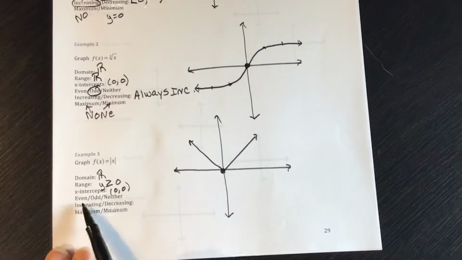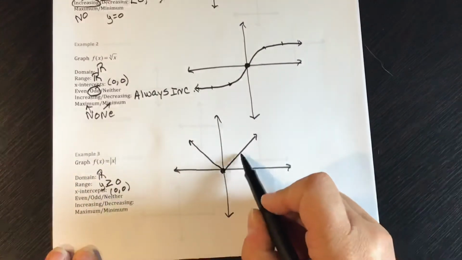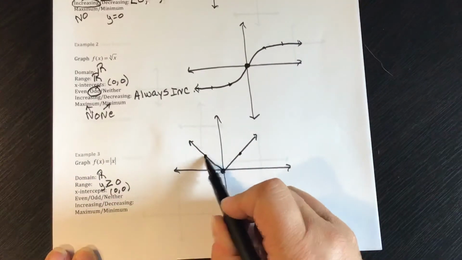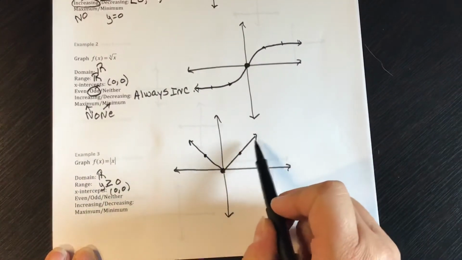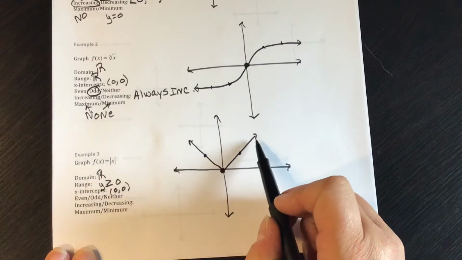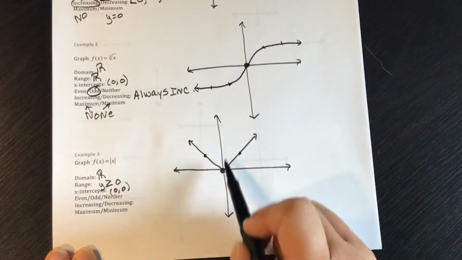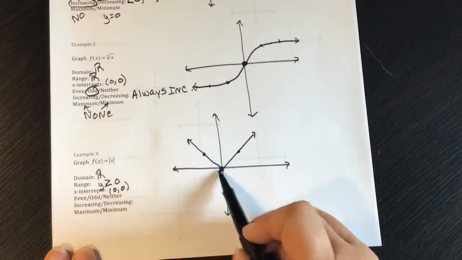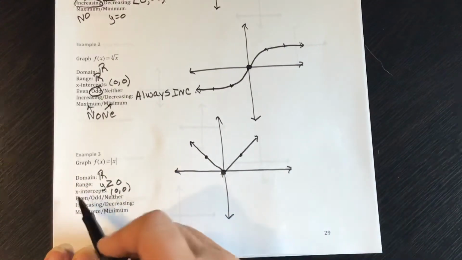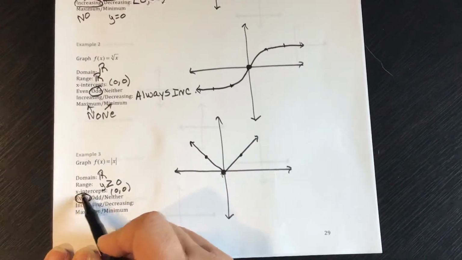To check for symmetry, an even function would reflect over the y-axis, and it looks like these points do. I could take this whole part of the function and fold it on the y-axis, and it will overlap with the other side. So this is an even function.